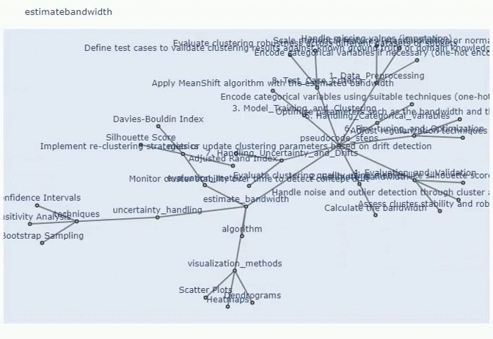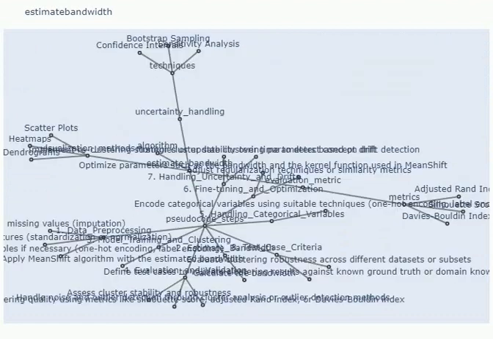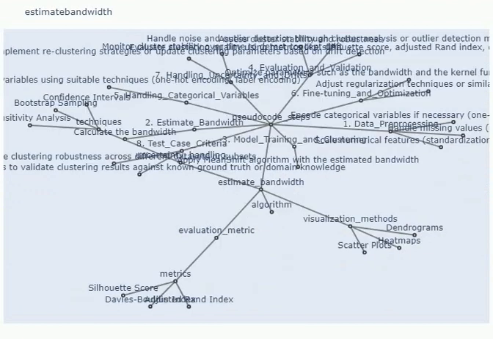4. Evaluation and validation. Description: evaluate the clustering results using various metrics and techniques. Steps. Evaluate clustering quality using metrics like silhouette score, adjusted rand index, or Davies-Bouldin index. Details. Silhouette score measures how similar a point is to its own cluster compared to other clusters. Higher values indicate well-defined clusters.